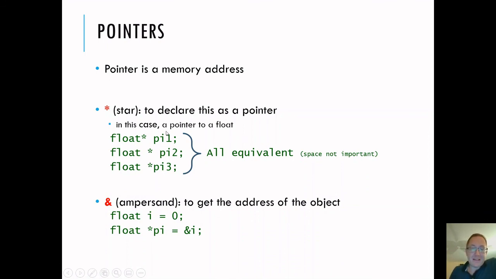And we use ampersand to get the address. So here's pointer 1, and it's pointing to whatever is stored in I. Since I didn't make the example, that's why the star is there.